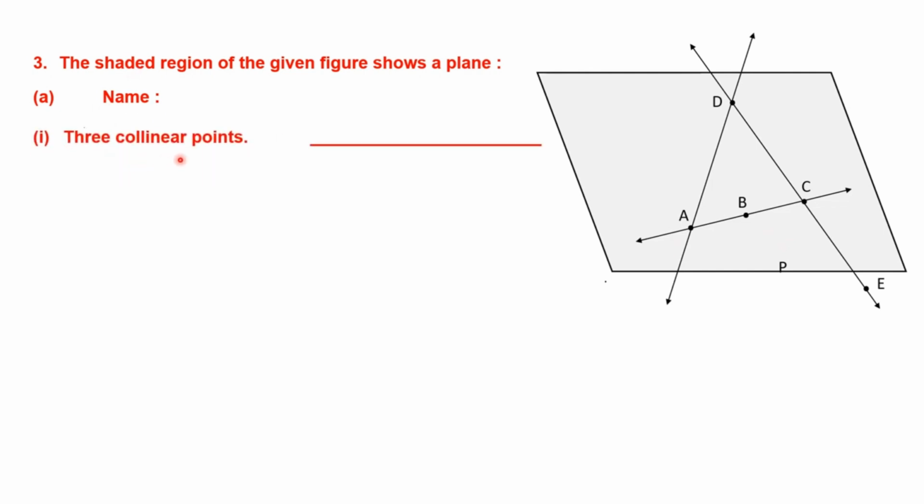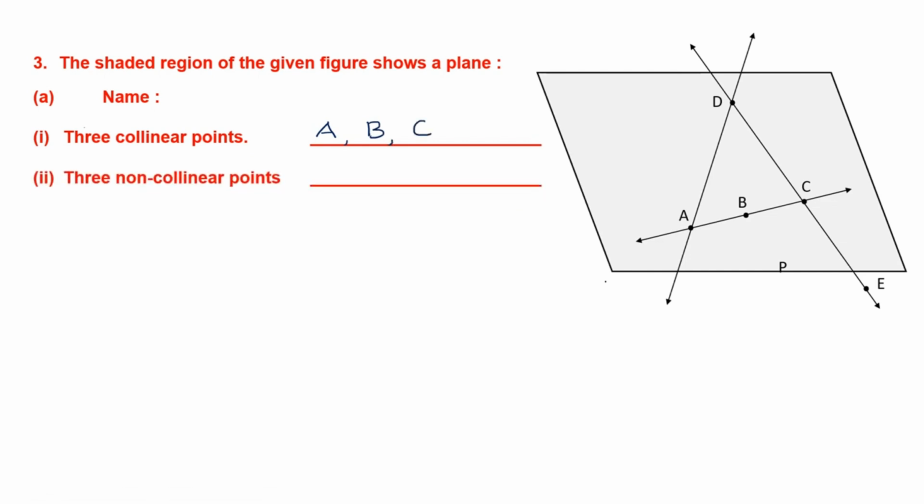Name three collinear points. Collinear points are 3 or more points that lie on the same straight line. So let's look for 3 points that lie on the same straight line. Here all these are points A, B, C, D. Then we have P here, P is for the plane. Then we have E. So we have so many points here. In that, what are the 3 points that lie on a straight line? A, B and C. So let's write that A, B and C are 3 collinear points.